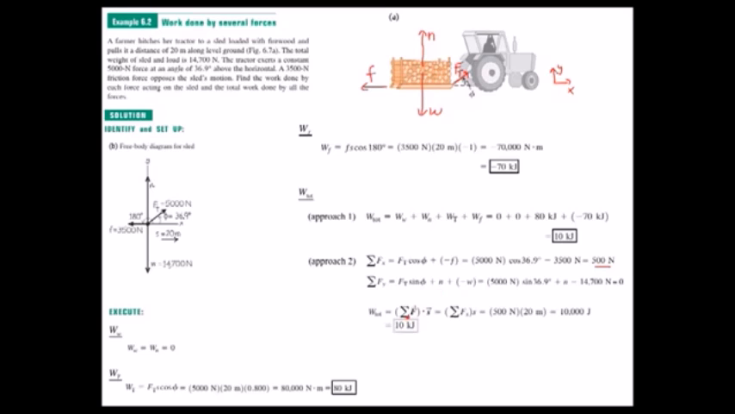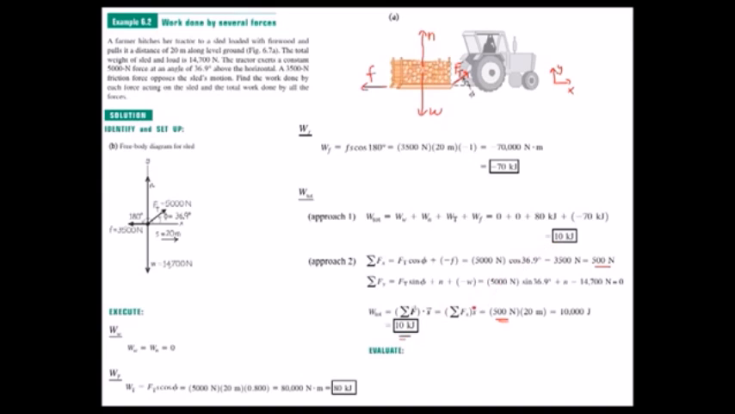So the total work will be equal to the scalar product of the net force and the displacement vector. The displacement vector only has an x component because the tractor only moves in the x direction, so all I need is the x component of the net force, which I calculated to be 500 newtons. And again, I get 10 kilojoules.